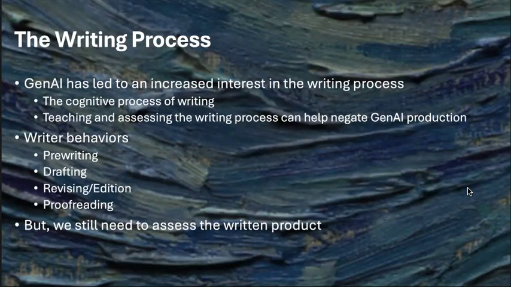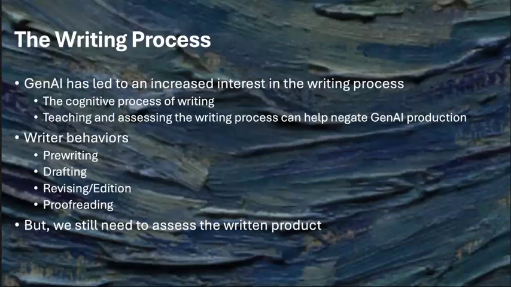Our solution here is basically the idea that we should focus on the writing process, not the writing product. And nicely, Gen AI has led to an increased interest in the writing process because teachers and administrators can no longer really control the product. Teachers and administrators are starting to think more about the cognitive process of writing. And this focus on teaching and assessing the writing process can negate generative AI production because you're really focusing on things like pre-writing, developing ideas, drafting an essay, revising and editing that essay, and maybe proofreading it, right?